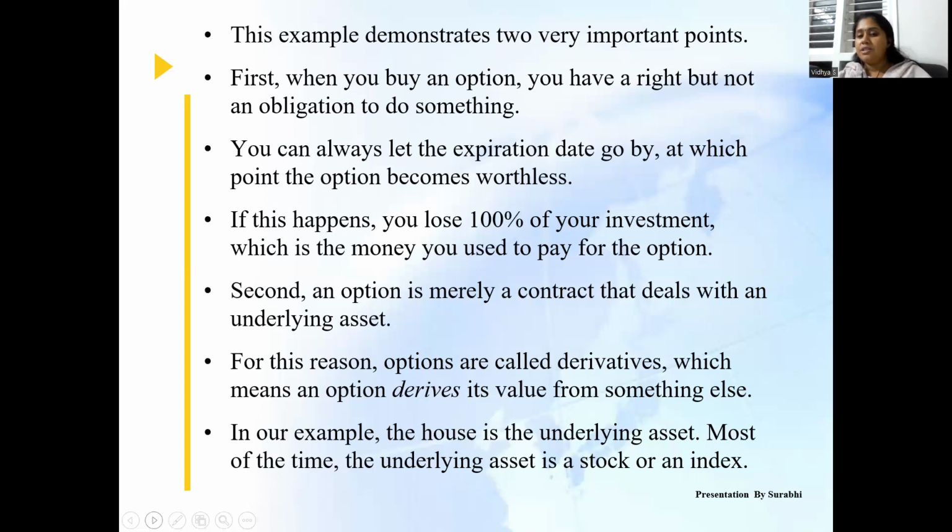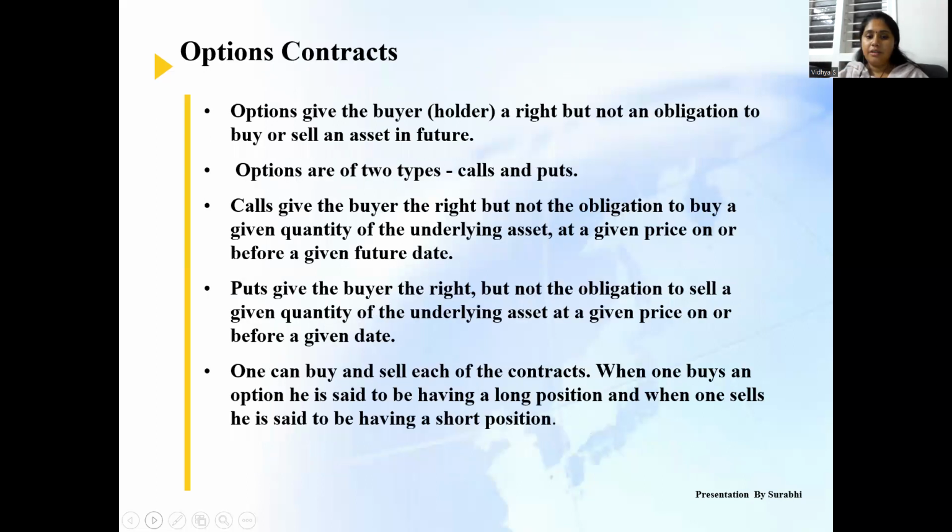Second, an option is merely a contract that deals with an underlying asset. What will be your underlying asset? Your house will be your underlying asset. For this reason, options are called derivatives, which means that an option derives its value from something else. A house is an underlying asset. Now, an option gives the buyer a right, but not an obligation, to buy or sell the asset in future. Options are of two types.